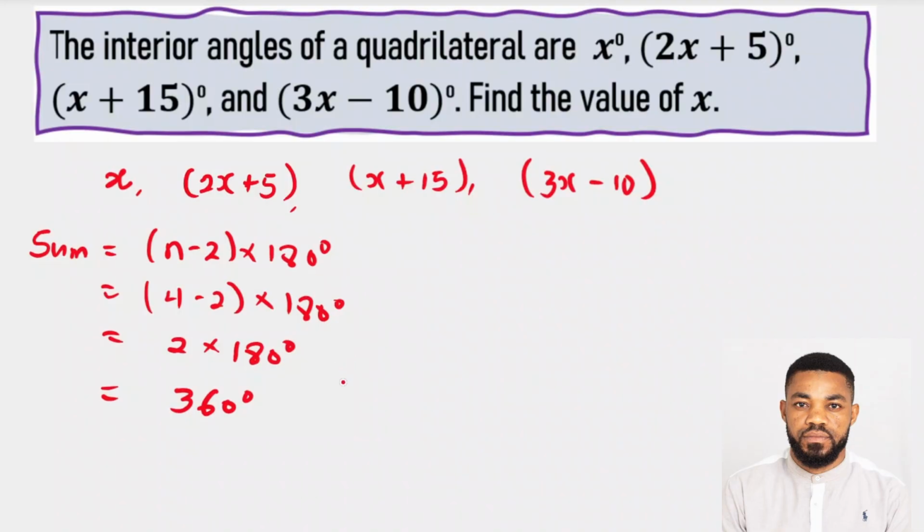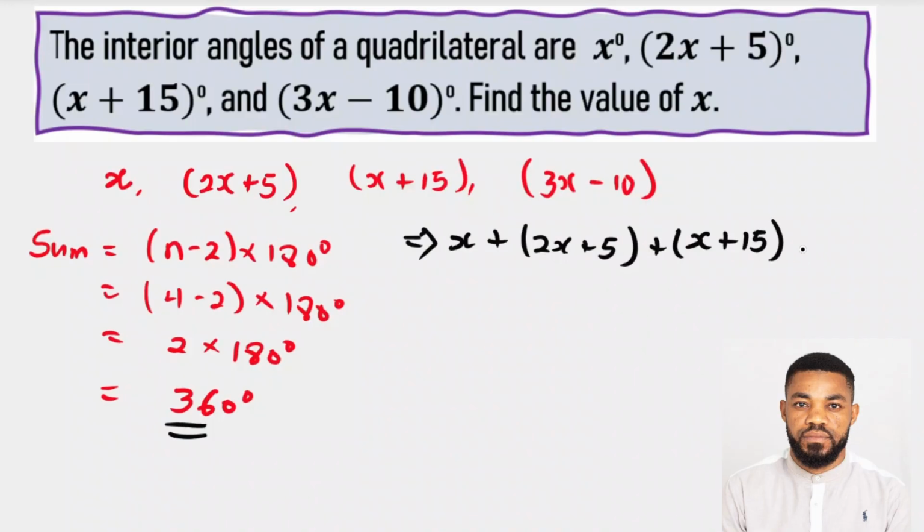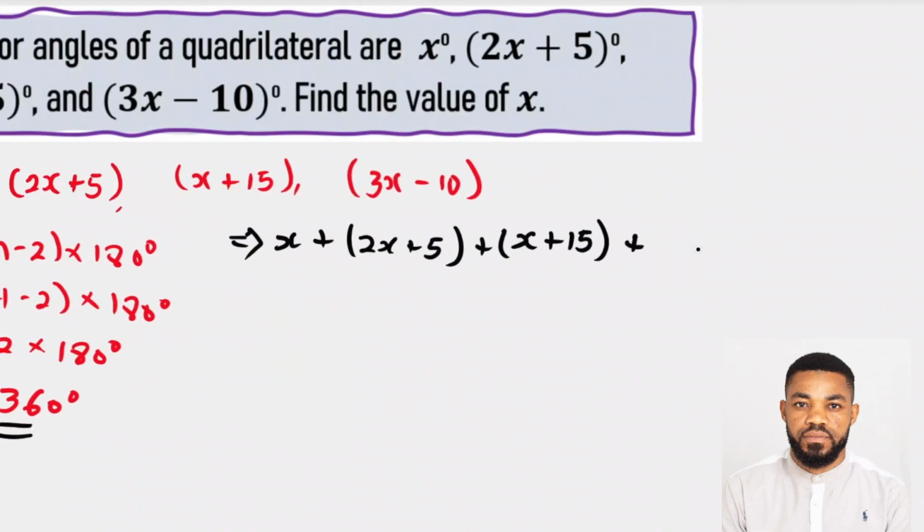Now the question is, how do we find the value of x? How do we use the sum of the interior angles? Since the sum of the interior angles is 360 degrees, we can just add these angles and equate it to 360 degrees. So this implies that x plus, these are binomials, so I have to keep them in brackets, 2x plus 5, now plus the next angle, x plus 15, plus 3x minus 10. And remember, we are supposed to get 360 degrees. So this is how we can set up the equation.